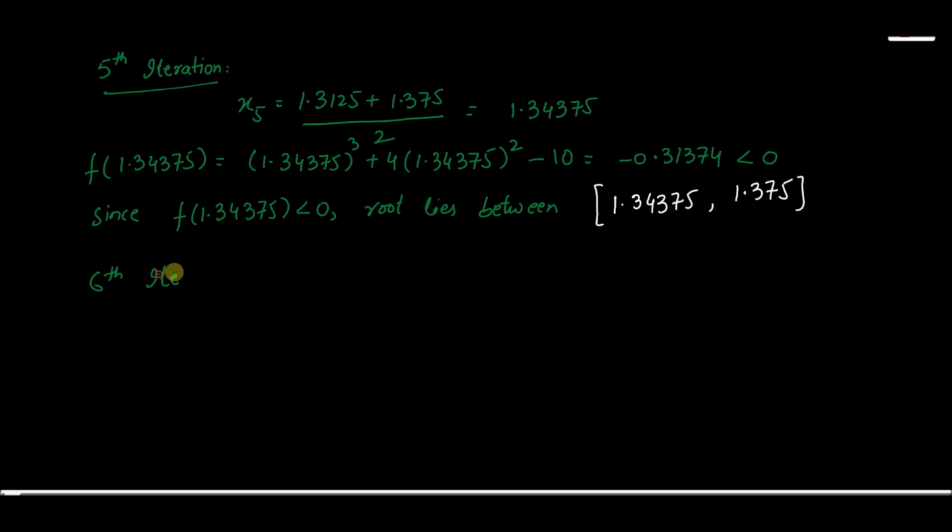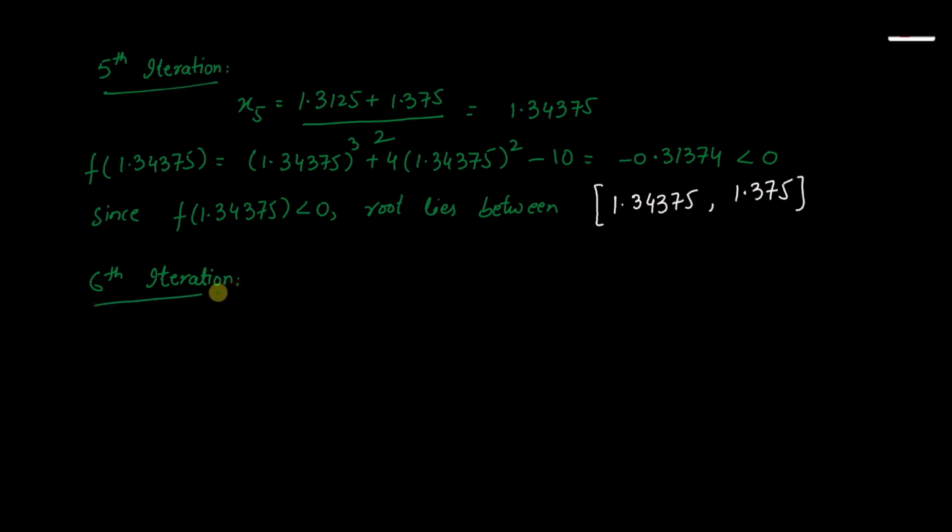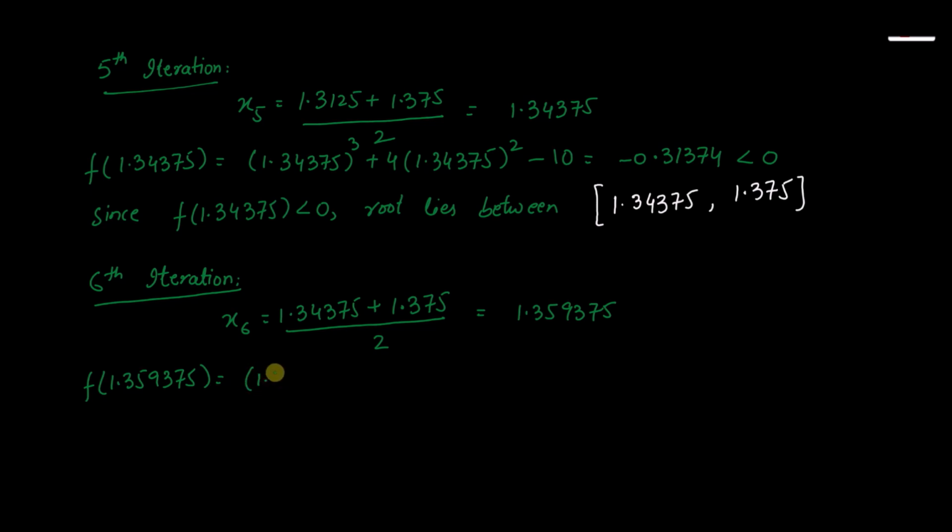So the sixth iteration. So x6 is equal to 1.34375 plus 1.375 divided by 2. So when we solve it, we will get the result 1.359375. Now we substitute back into the function. So 1.359375 raised to cube plus 4 times 1.359375 raised to square minus 10, and we will get the result negative 0.096408.